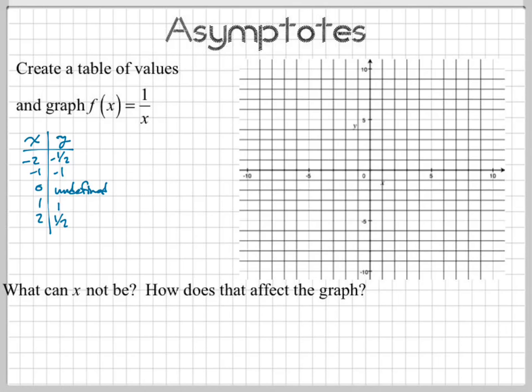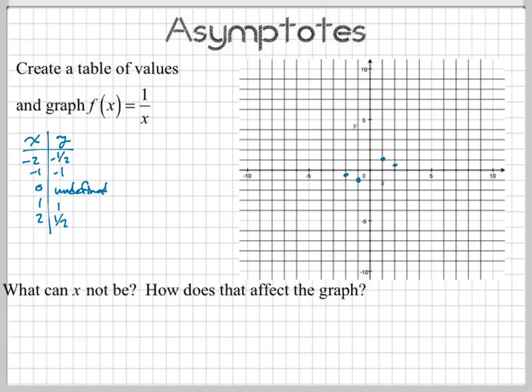When I graph this, it looks something like these. We have -2 goes down to -1/2, so it goes right about there. -1 goes down to -1, and then 1 goes to 1, and 2 goes to 1/2. Now this is kind of weird. How does your graph look right now?